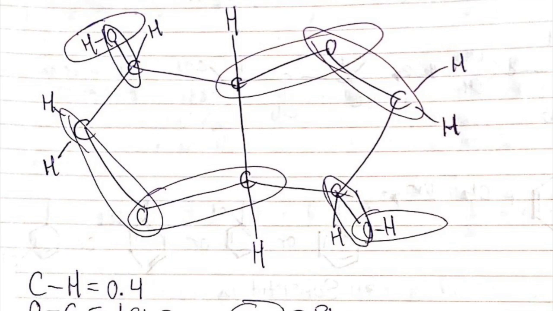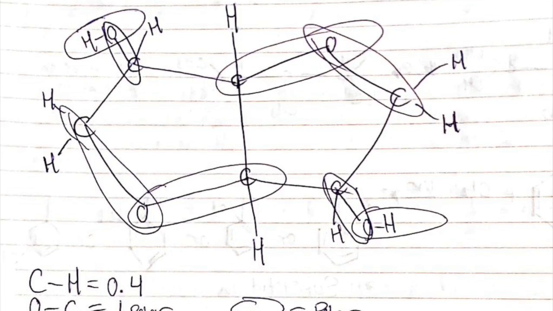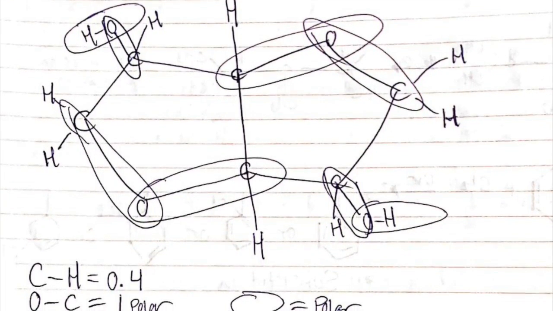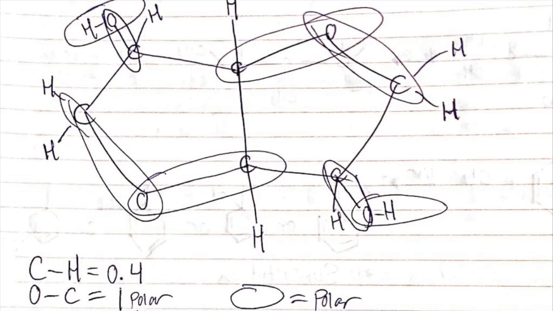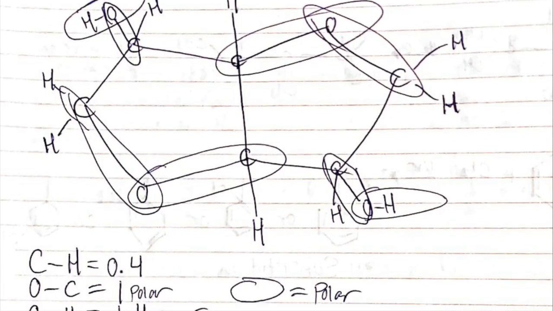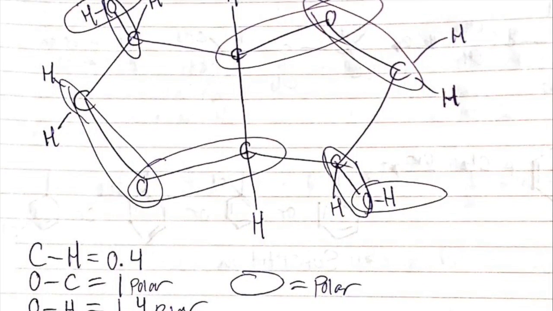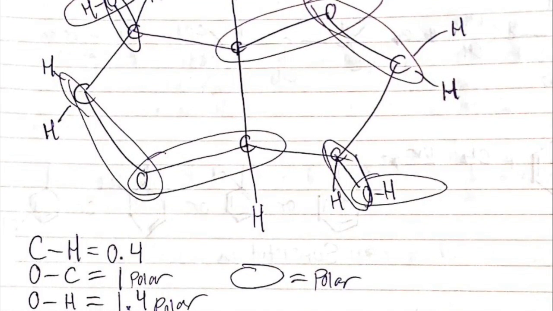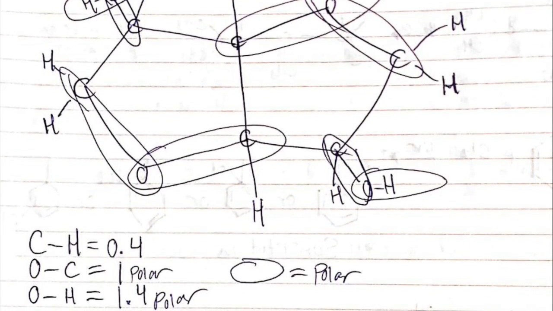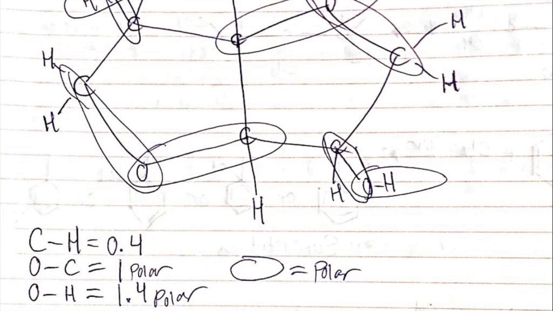so. For polarity, the circled pairs are the polar bonds within the isosorbide. Oxygen to carbons and oxygen to hydrogen are polar because they are within the polar range, that being 0.5 to 1.9. The carbon to hydrogens are not polar because they fall just beneath this range at 0.4.